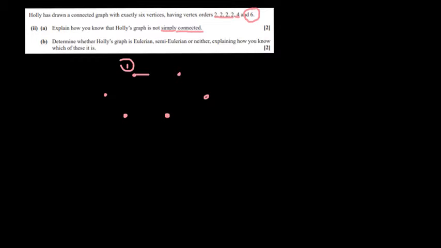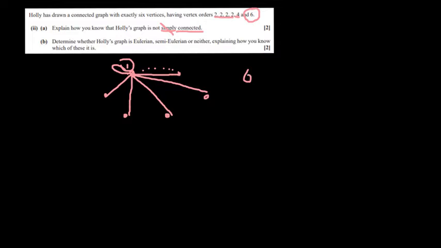We make 1, 2, 3, 4, 5 connections. So currently I have node order 5. Where's the 6th one going to go? It could connect up to one of the other nodes again, or it could connect to itself on a little loop. But either way, that gets rid of that simply connected bit, because a simple graph has no loops and no multiple connections. So that's how we know that Holly's graph isn't simply connected.